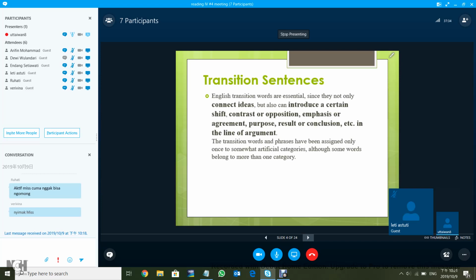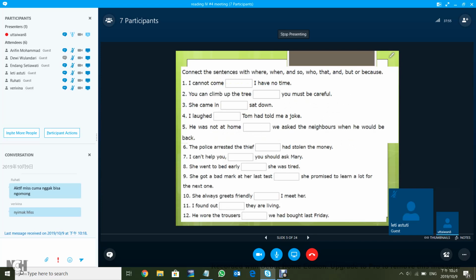Jadi, transition itu kalimat ganti. Misal kayak, for example, when I teach you, so first of all, I would like to show you about this. Then, itu maksudnya transition. So, when we move from one idea to another idea, we use transition sentences. Nah, this is the example.